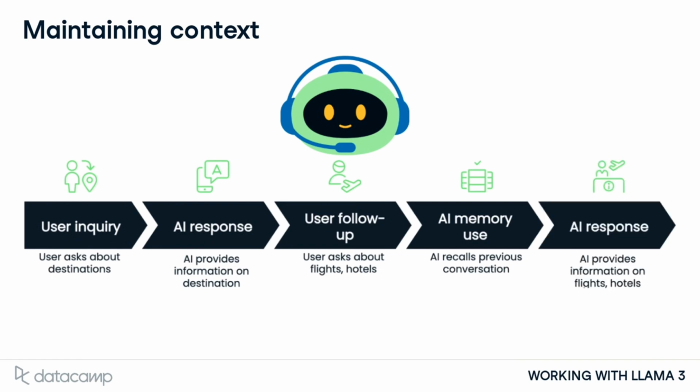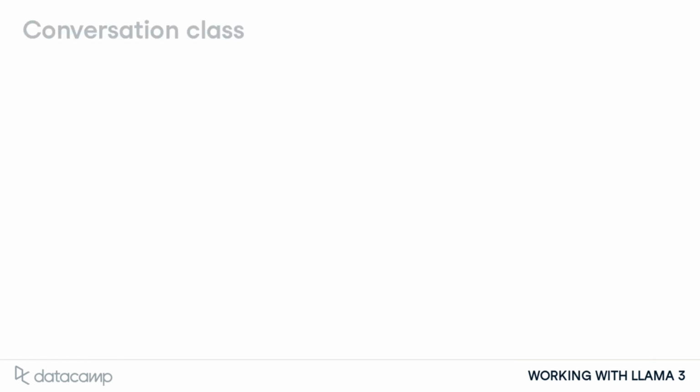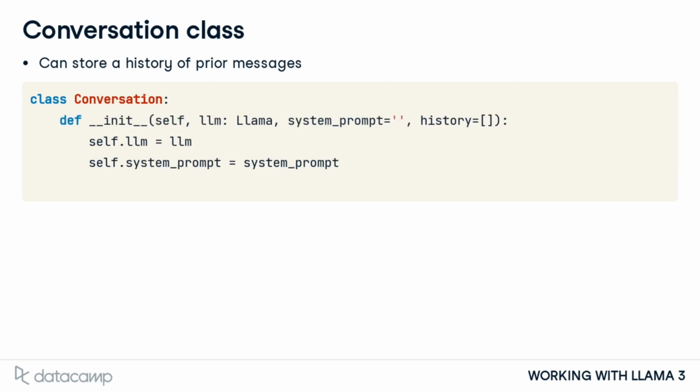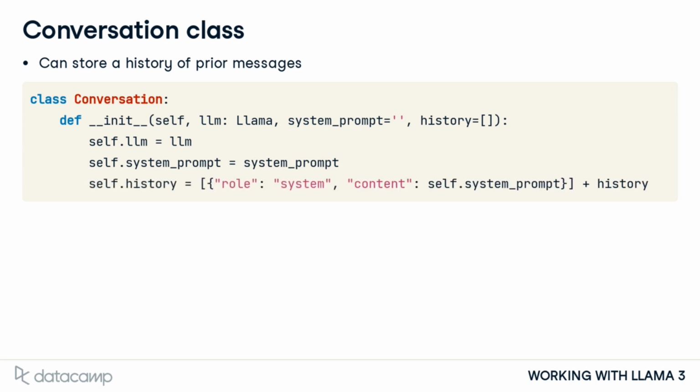This means we need a structured way to track conversation history and maintain a consistent dialogue, which can be done with Llama by implementing a conversation class. As part of the conversation class, we can store a history of prior messages, adding to the list as the conversation with Llama continues. First, we initialize the conversation by passing in an instance of the Llama model and an optional system prompt. This defines how the assistant should behave throughout the conversation. The system message is stored at the start of the history list.